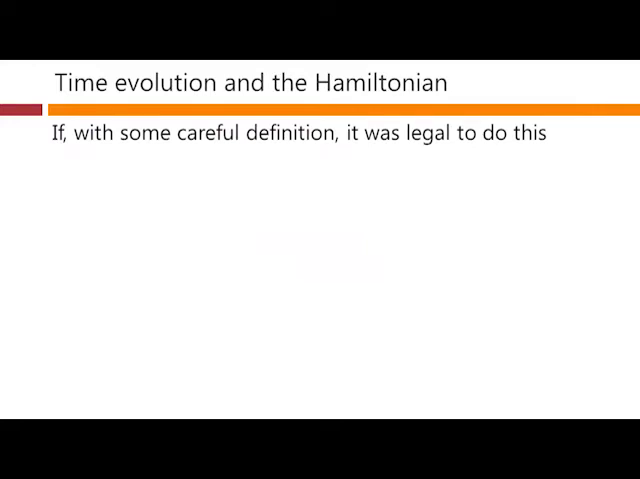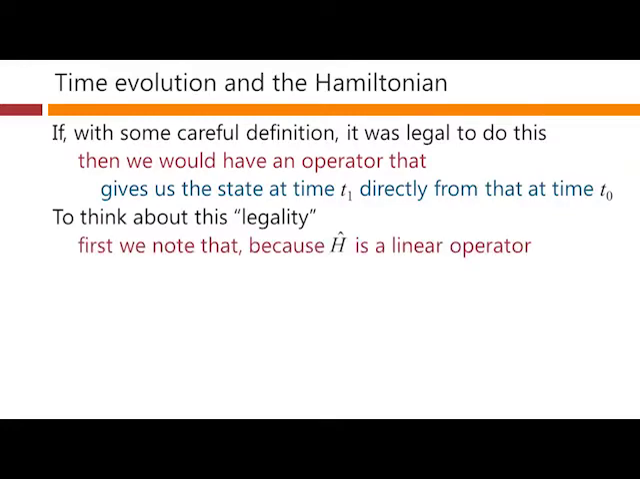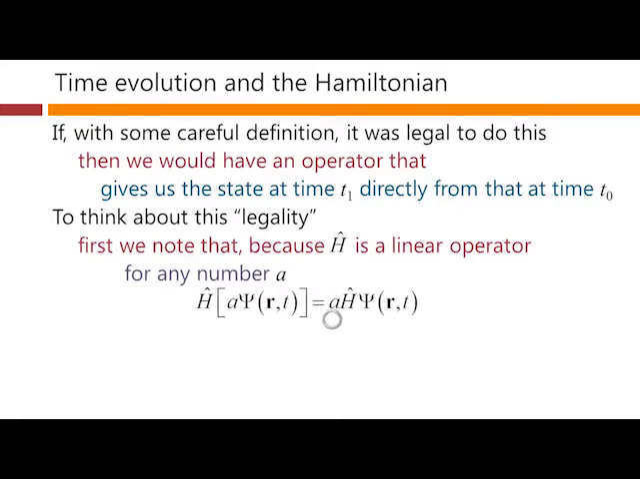Now, if with some careful definition we could figure out a way in which it was legal to do this, then we would have figured out an operator that gives us the state at time t1 directly from that at time t0. And to think about this legality, we're first going to note that because H is a linear operator, then for any number a, we can move that around. That is, H operating on a times a function has to be the same thing as a times H operating on the function. That's one of our basic properties of a linear operator.